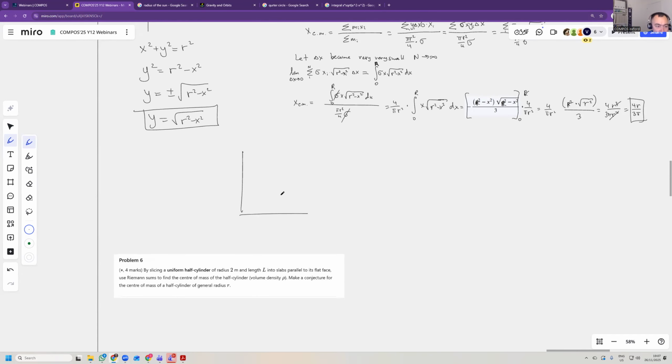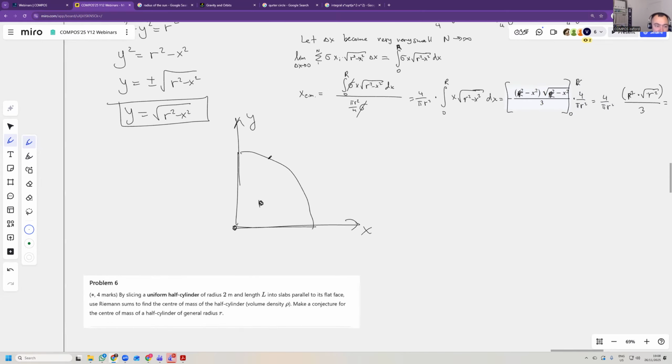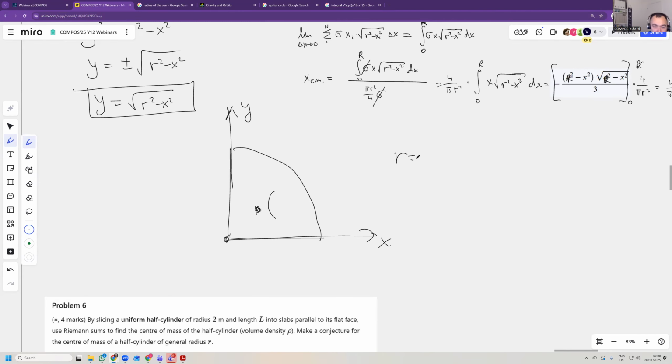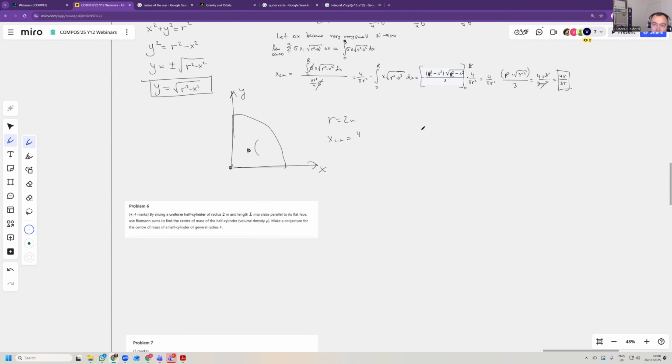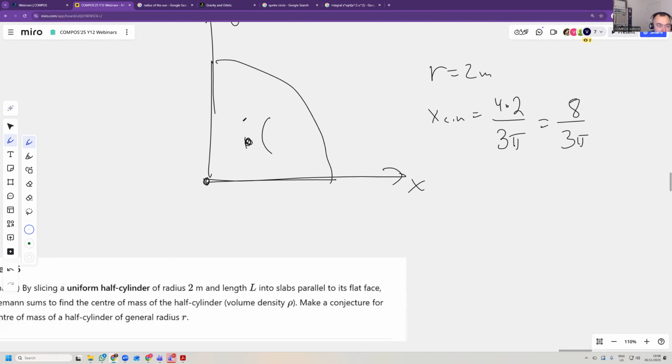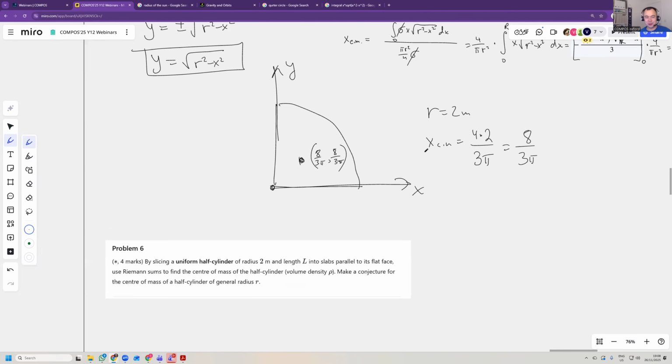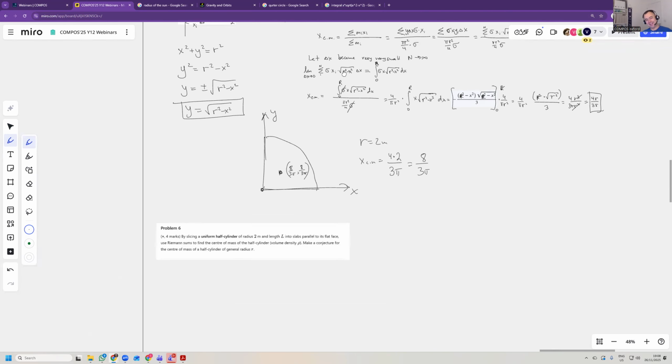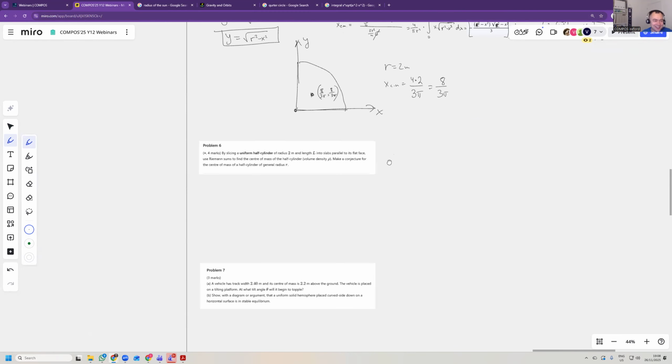Okay, so for the center of mass, here this is 0, 0, x and y, then the x position is 4r over 3 pi. Because r equals 2 meters, x center of mass is 4 multiplied by 2 divided by 3 pi, which is 8 over 3 pi. So this point has coordinates 8 over 3 pi, 8 over 3 pi. So I hope that wasn't too harsh, but yes, we're getting into hard stuff now.